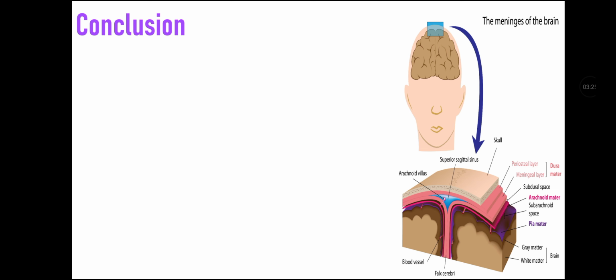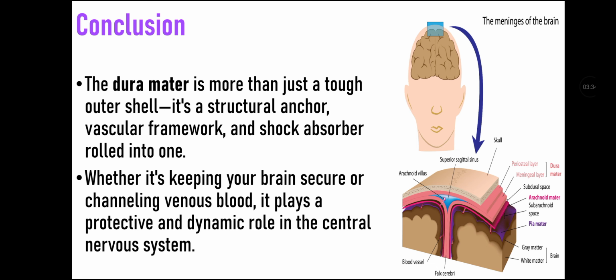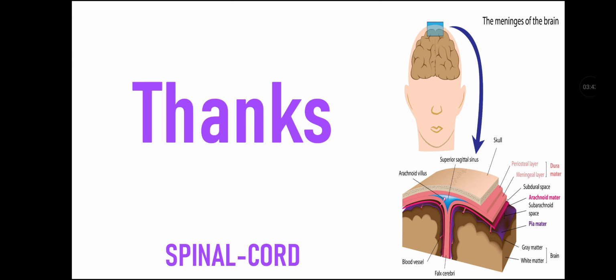Now let's talk about conclusion of this lecture video. The dura mater is more than just a tough outer shell. It's a structural anchor, vascular framework, and shock absorber rolled into one. Whether it's keeping your brain secure or channeling venous blood, it plays a protective and dynamic role in the central nervous system. And this was all about dura mater.